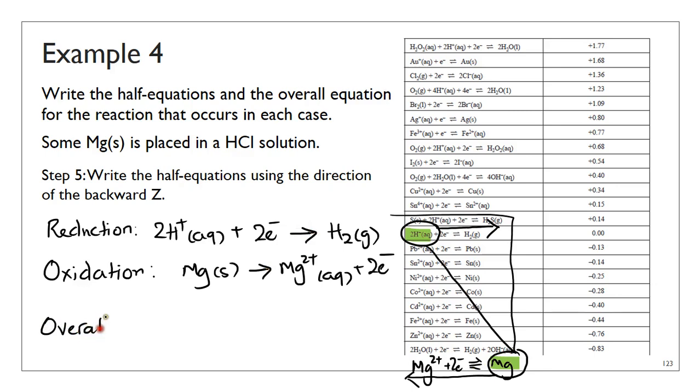Now the overall, I'm going to add these two together. My electrons are already balanced, so I don't have to do any extra work here. I'm just going to add them. So you have 2H+ plus magnesium going to hydrogen gas, and this is the hydrogen gas that you see, which gives you the pop test, plus Mg2+. And so this is the ionic equation, which you can get just by adding the two half equations from the electrochemical series together.